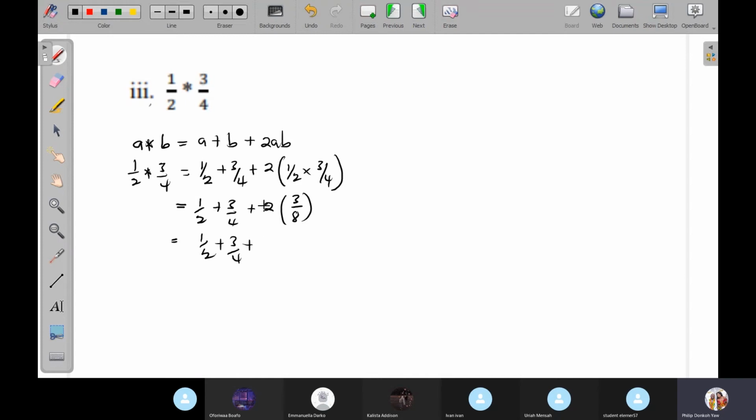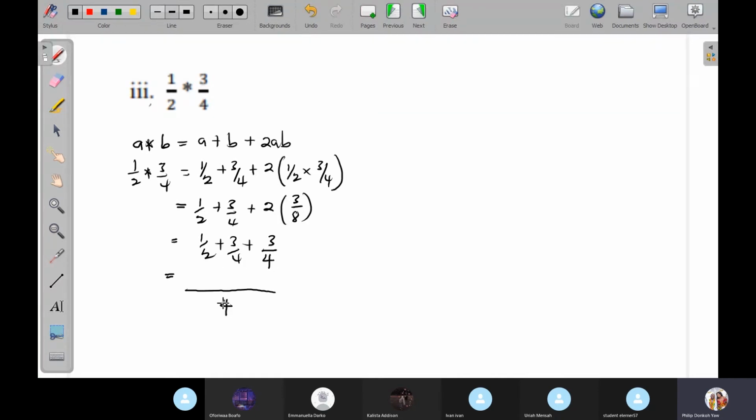So we still have half plus 3 on 4. And when we multiply 2 by 3 on 8, 2 will go into 8 4 times. So we are going to be left with 3 on 4. Please, are we clear with what I've done here? So at this moment, how do we put them together? LCM. So we find the LCM. Very good. So finding the LCM, LCM for 2, 4, and 4 is actually 4.